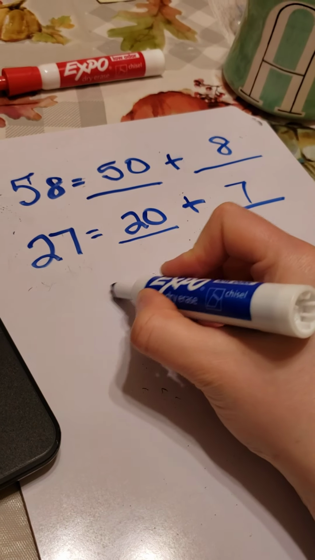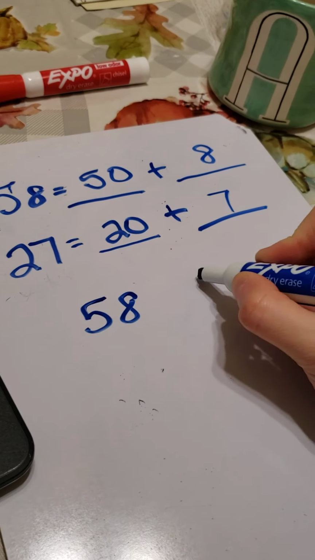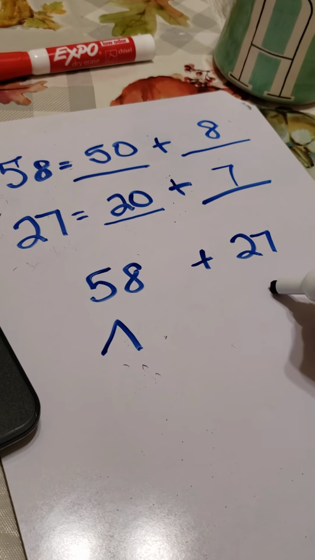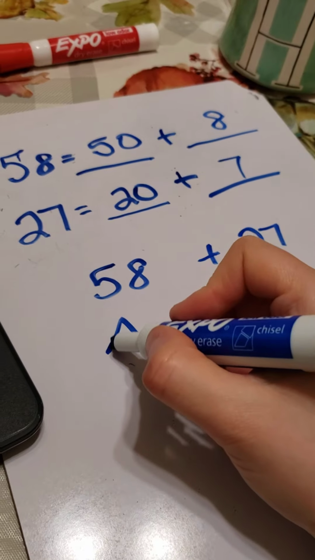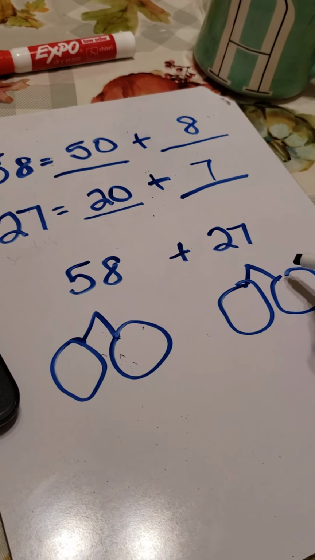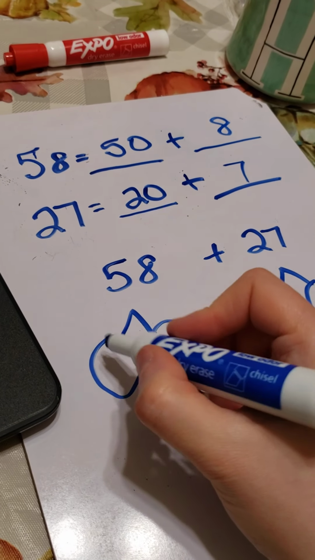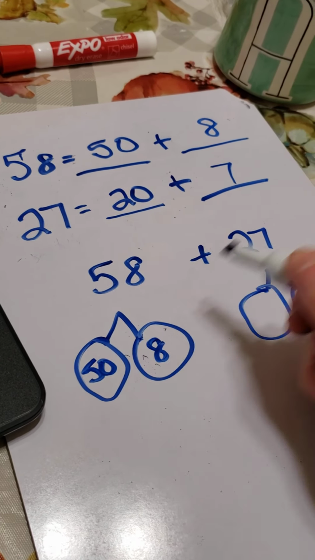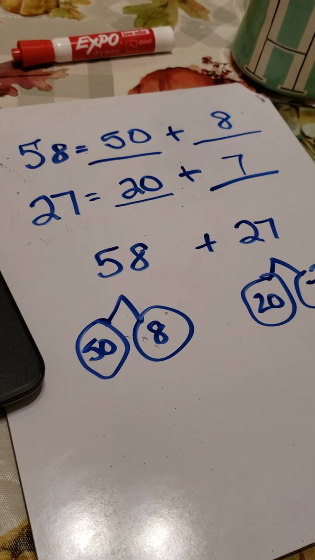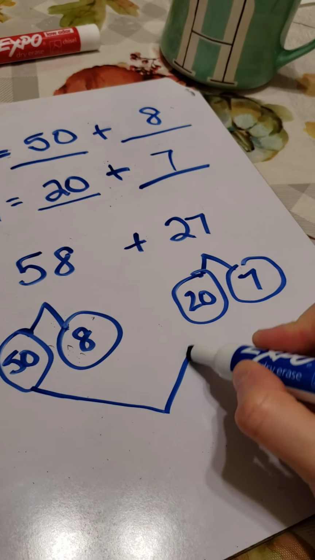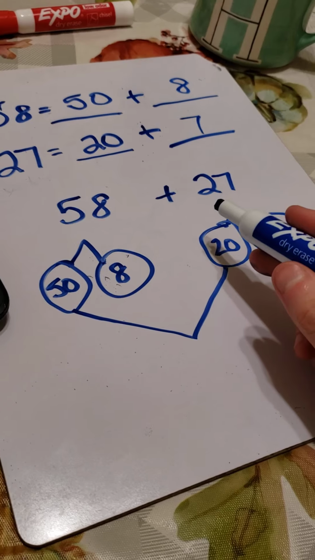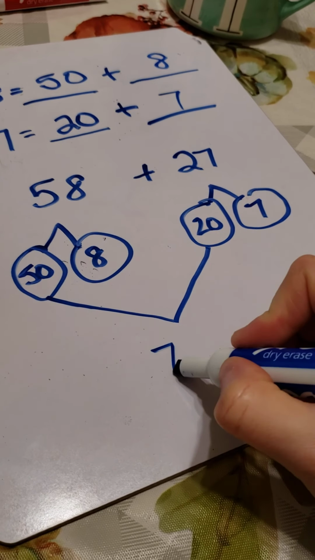Okay, so 58 plus 27. Okay, 58, 27. We're going to add our tens first. 50 plus 20, 5 tens plus 2 more tens, we know is 70.